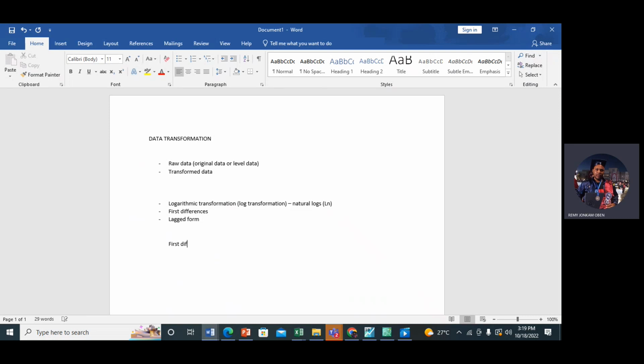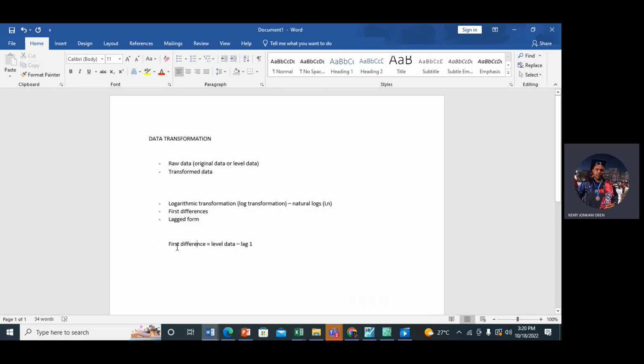First difference is equals to level data minus lag 1. Like that's a formula. So to get the first difference, we need to get the level data, which is the raw data, right? And then we need to generate lag 1 of the data. Then we'll use this formula. Level data or raw data minus lag 1 will give us the first difference.